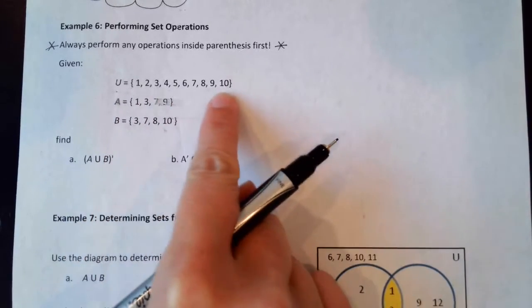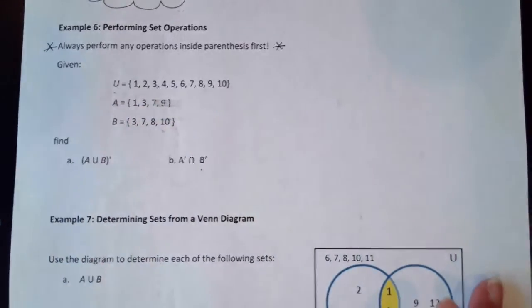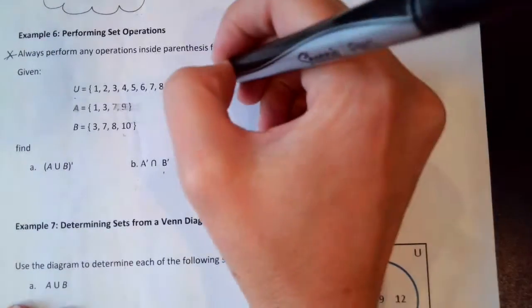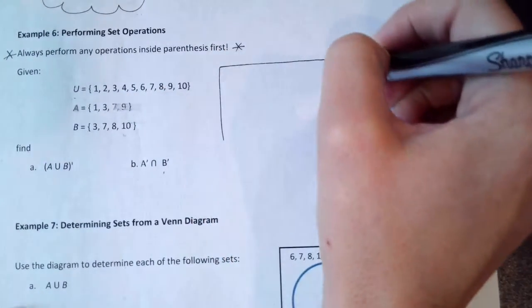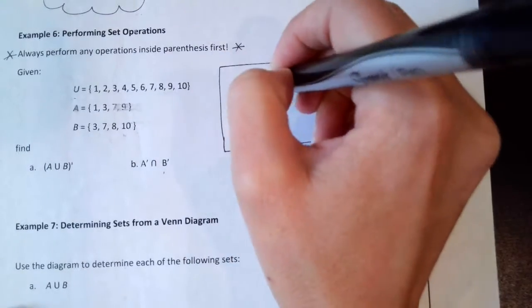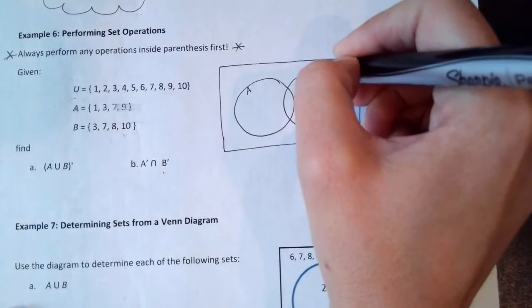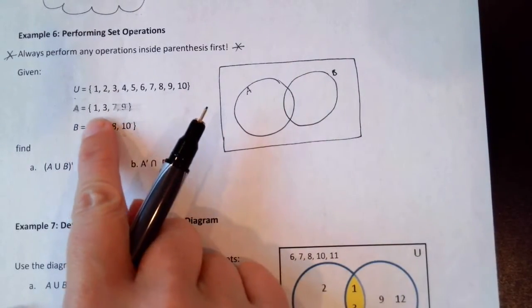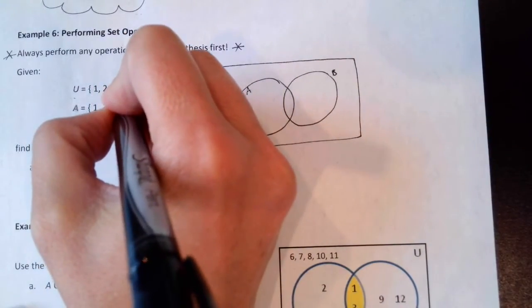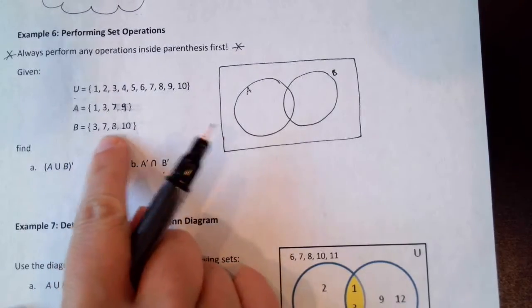So here's my universal set. Here's A and here's B. I'm going to go ahead and draw a Venn diagram of this because I think it's easier to look at the picture. I'm a pretty visual person, so I like to see all the things written out. Okay, so A is 1, 3, 7, and 9. B is 3, 7, 8, and 10.